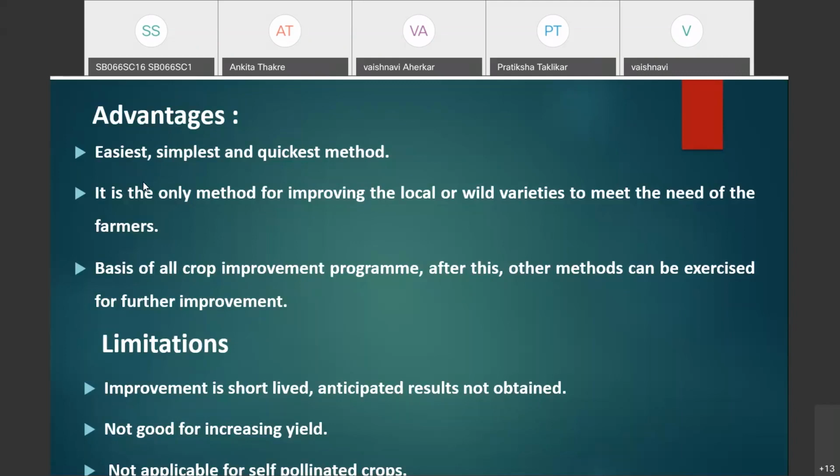Okay, these are the limitations of the mass selection. Though there are three limitations for using this method, this method is very popular in farmers. Okay, though there are certain limitations, this method is very popular among the farmers. And all cultivated crops and their local strains are the result of mass selection. Okay, all the cultivated crops and their local strains are the result of mass selection.